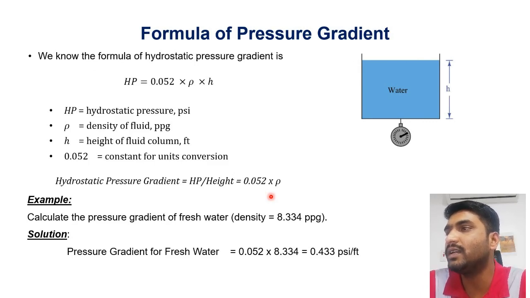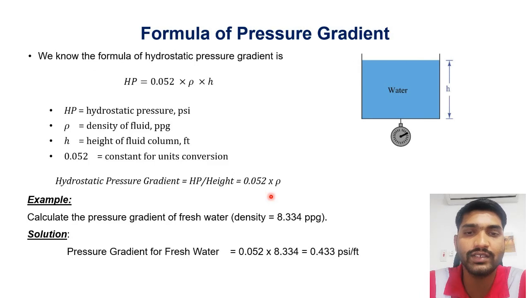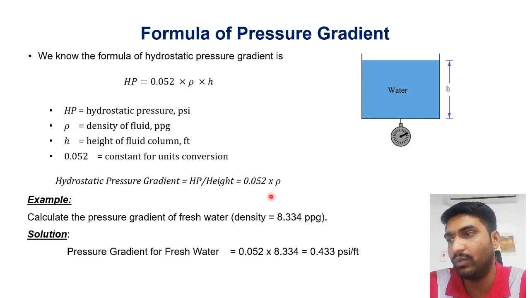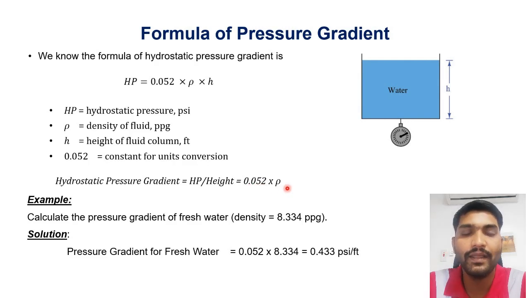Talking about the formula of pressure gradient, we have discussed in our tutorial of hydrostatic pressure that the formula for the hydrostatic pressure is 0.052 into rho into h. This rho is density and h is the vertical height of the wellbore. So this is the formula for the hydrostatic pressure. If we rearrange this formula, we know the pressure gradient is pressure per unit depth. So if I divide the hydrostatic pressure by depth, it will be 0.052 into density. So our pressure gradient will be equal to 0.052 into density. Simply, what does it mean?